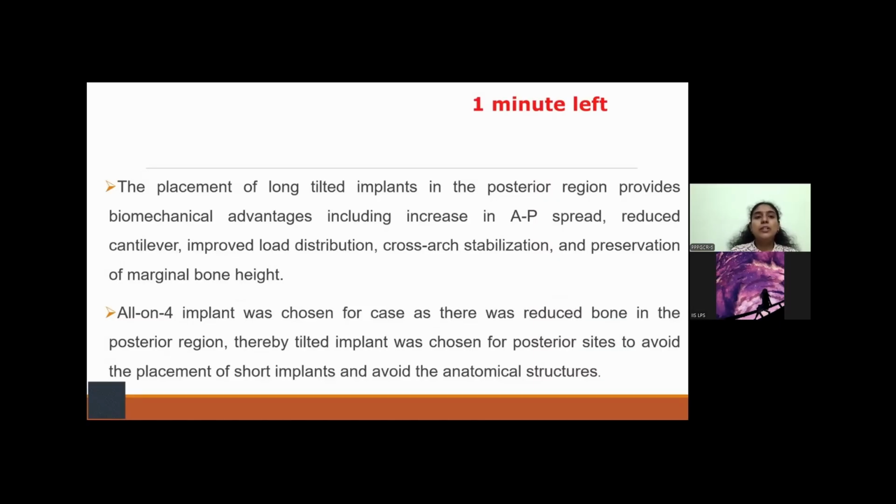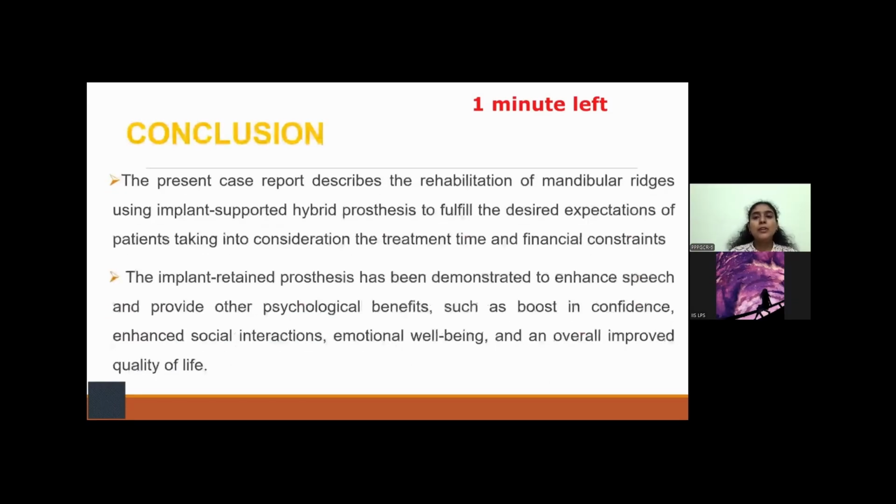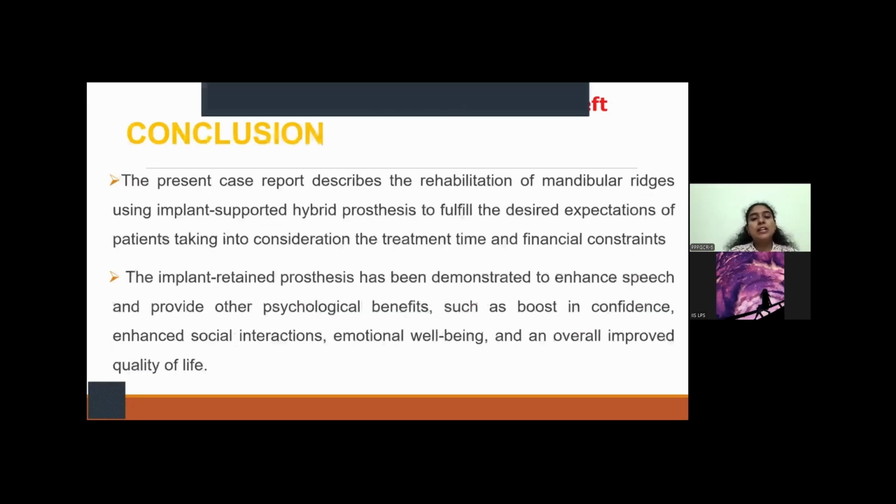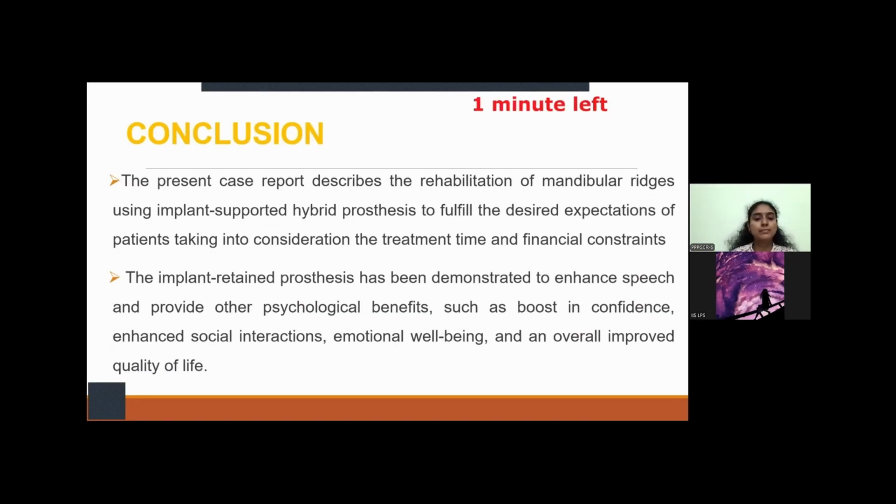Coming to the conclusion, the present case report described the rehabilitation of the mandibular ridge using an implant-supported hybrid prosthesis to fulfill the desired expectations of the patient, taking into consideration treatment time and financial constraints, and to provide psychological benefits such as boosting confidence, enhanced social interaction, emotional well-being, and an overall improved quality of life. Thank you.